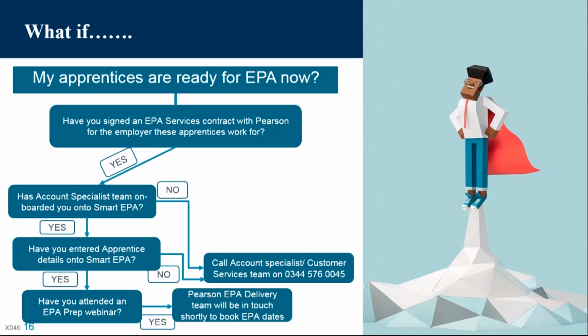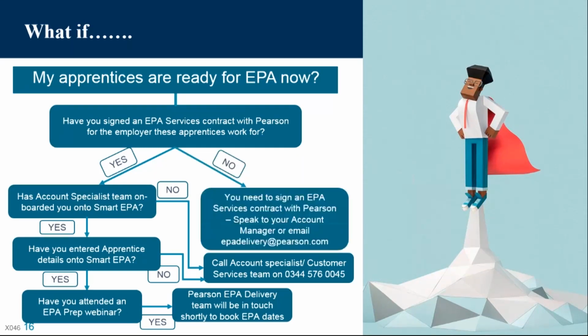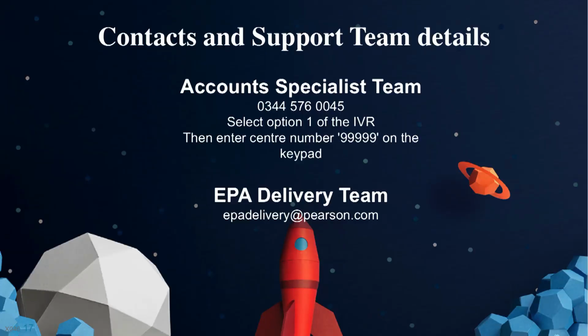So a couple of details of contacts and support team. Your first point of contact would be the account specialist team on those numbers and those options that you select. If you can't get through to them, please do email us. We do monitor that inbox during office hours only, but we will get back to you within 48 hours following your email. So those are the contact details for you to get in touch with. And that's all I think we need to cover today.